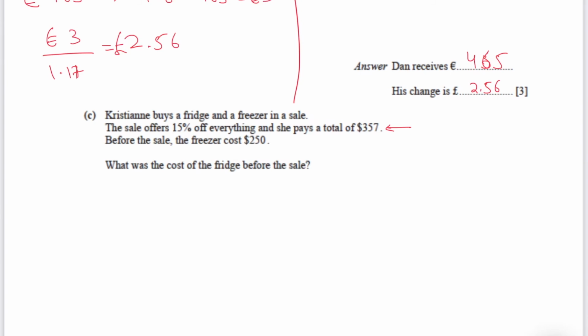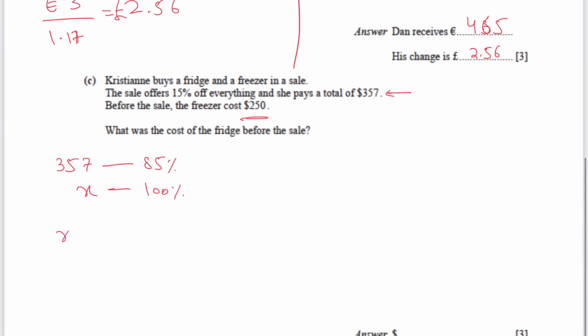So if 357 is 85% of the original price, then we need to find what the 100% is before we subtract the freezer cost from it. So we find the value of x. We do 357 times 100 and we divide this by 85. Let's see what we get. So 357 times 100 divided by 85 gives us $420. This is the actual price before the discount.